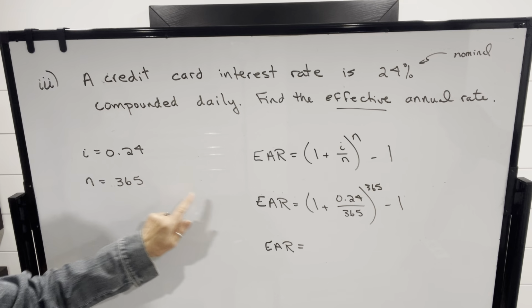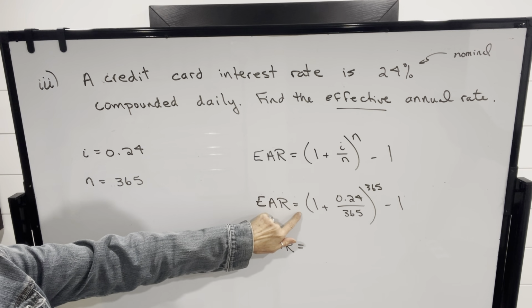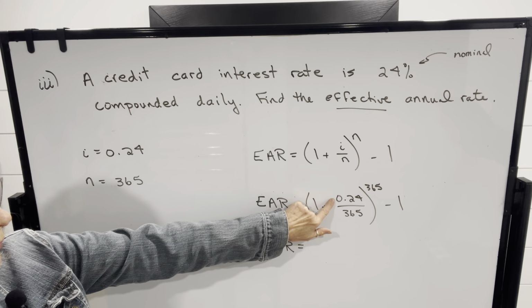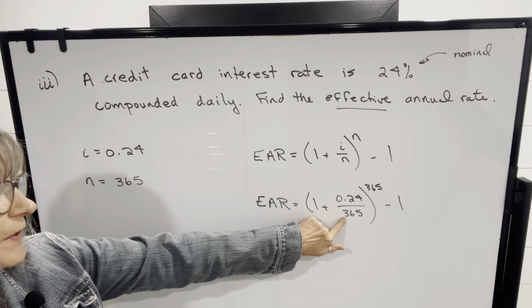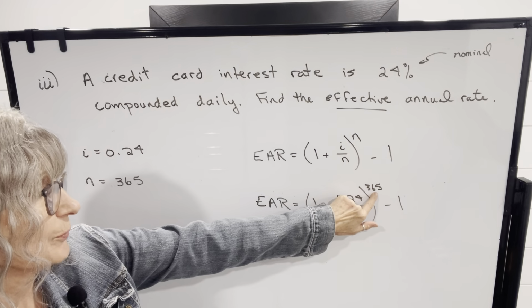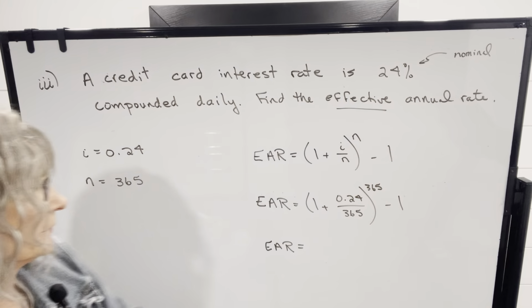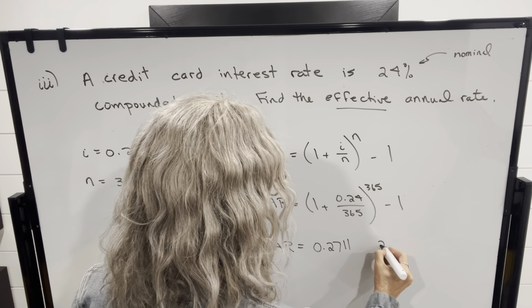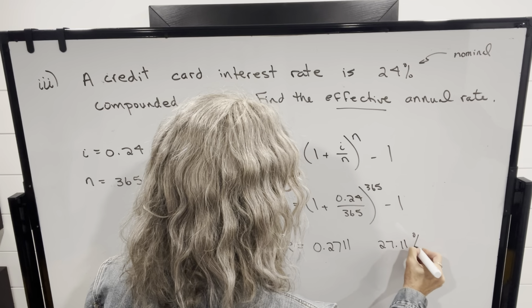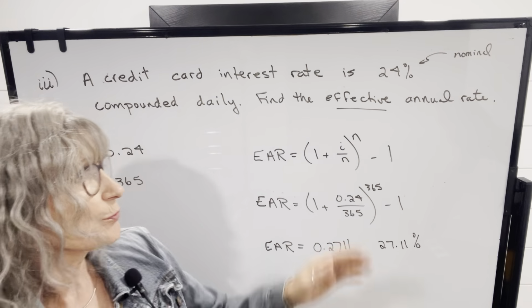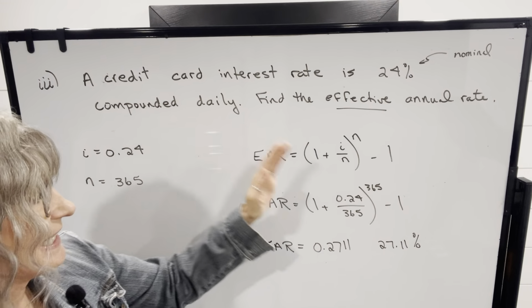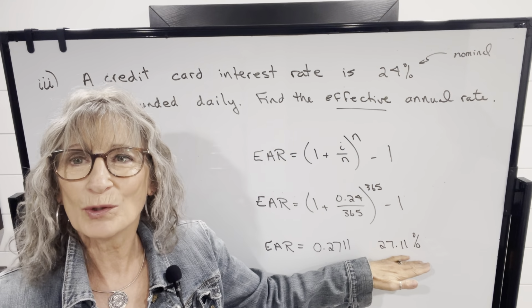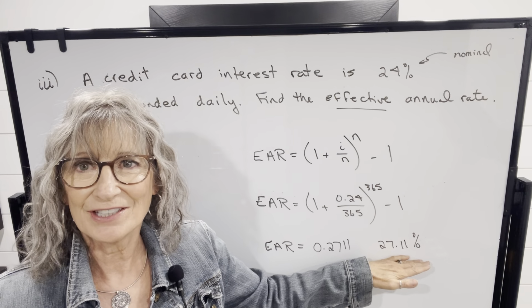So plugging these values into our formula, we get the effective rate equals 1 plus 0.24 divided by 365 to the power of 365 minus 1. We get 0.2711, or 27.11%. So 24% compounded daily is going to be the same as 27.11% compounded annually.